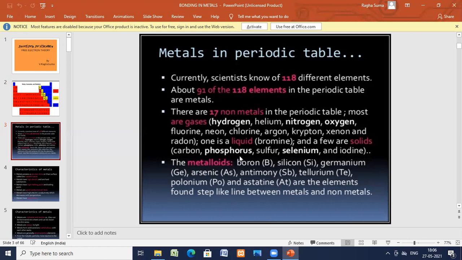Coming to the metalloids, you have boron, silicon, germanium, arsenic, antimony, tellurium, polonium, and astatine. All these elements are found along a step-like line between the metals and non-metals.